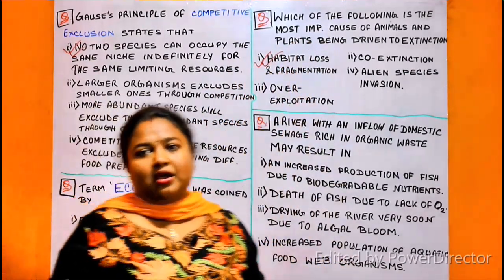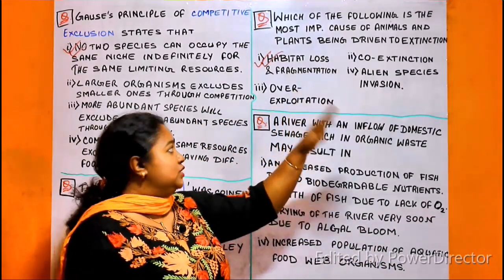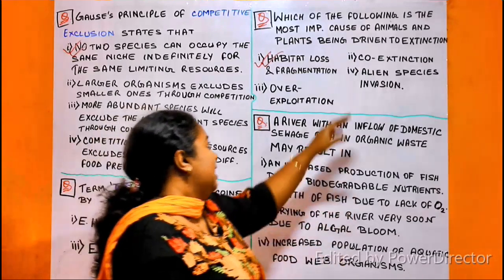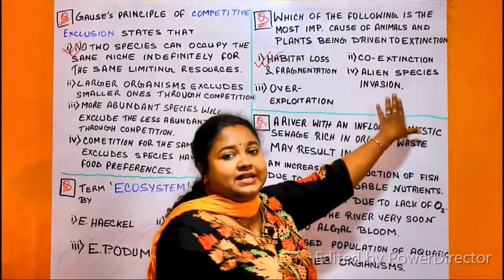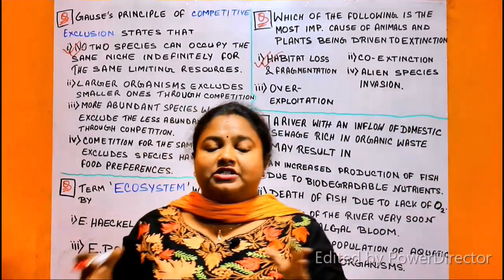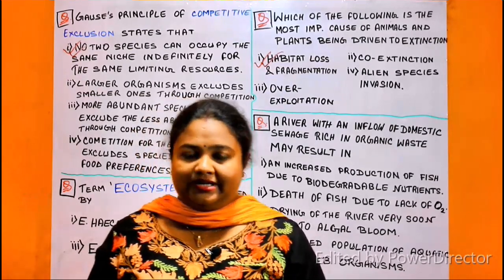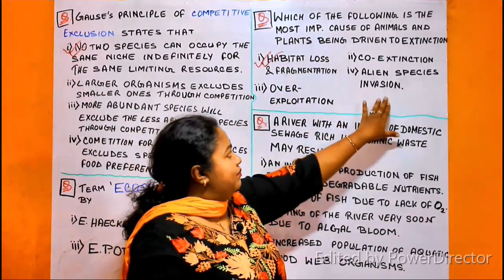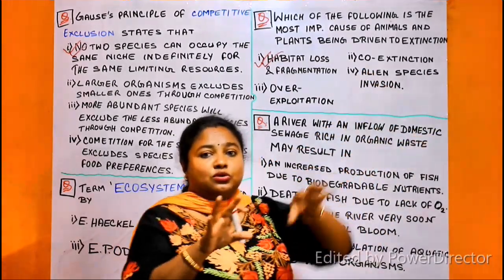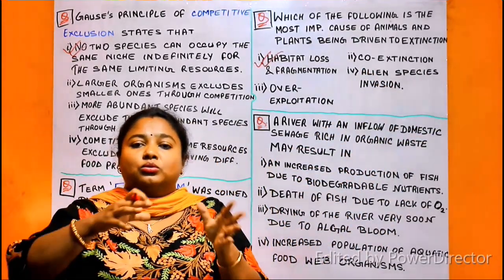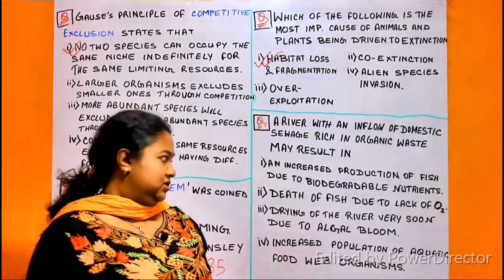Overexploitation, that we are doing already in our nature. This will also take some time for the species to go extinct. And alien species invasion, that also will take some time, because an alien species is some foreign species which is coming and destroying the ecosystem of a particular region. So it will take some time, the time which will be taken by the alien species to kill or to drive a particular species towards extinction.